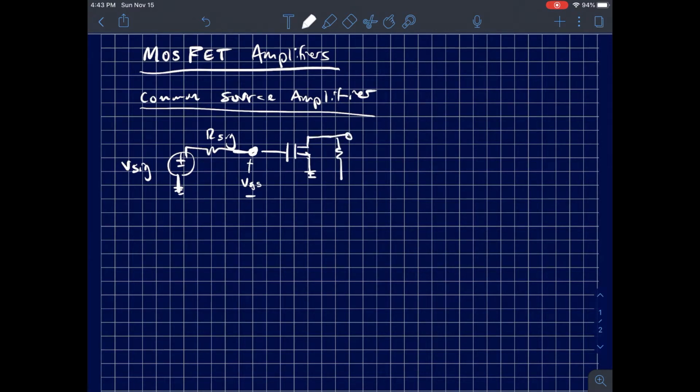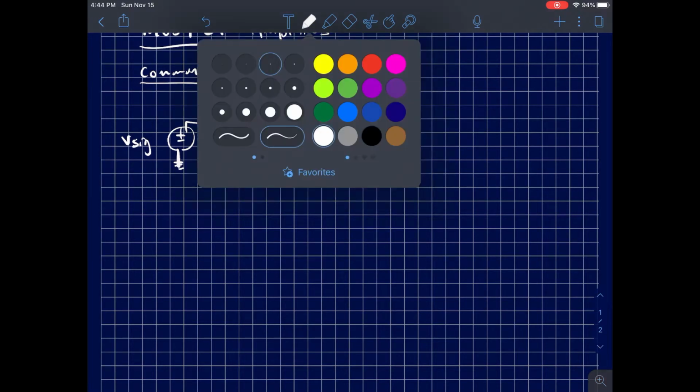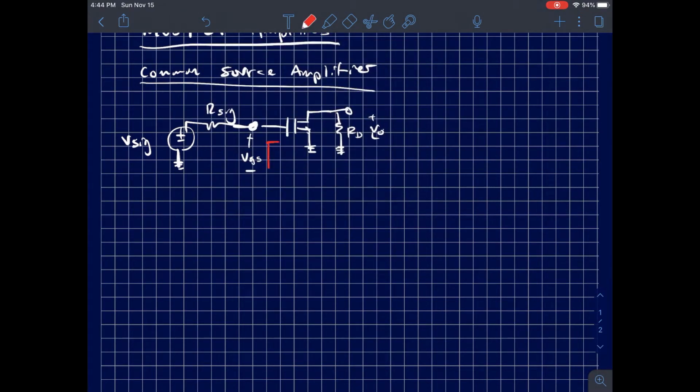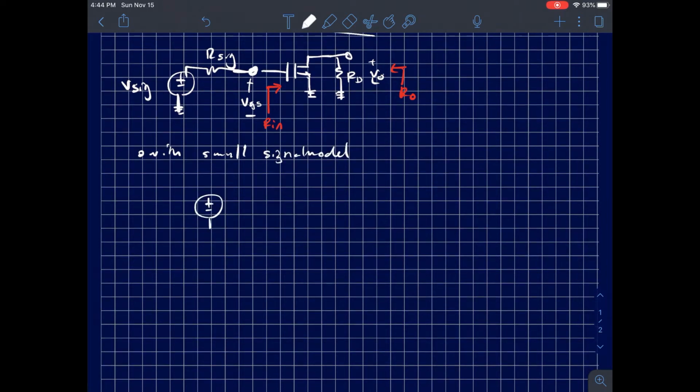And then this is connected from the drain directly to a drain resistor, RD, and I look at the output there. I have an input resistance measured looking into the input terminals, and I have an output resistance measured looking at the output terminals. When we use the small signal model, specifically the pi small signal model, this looks like Vsig, my AC signal source, Rsig, and then I have an open where I measure V gate to source, which is equal to my input voltage.